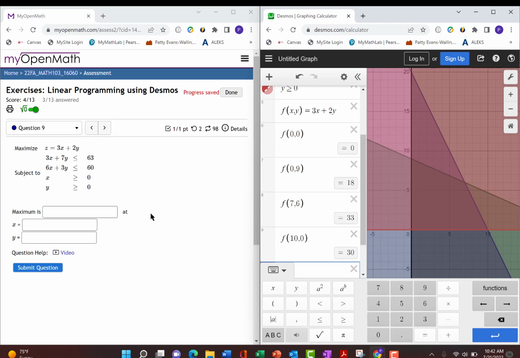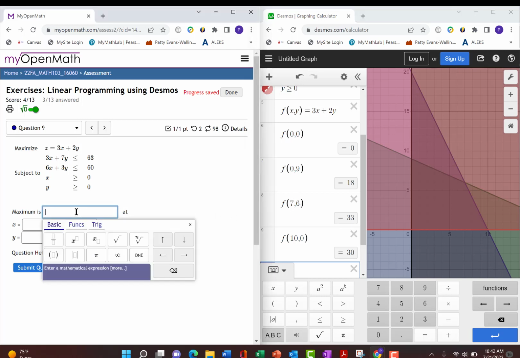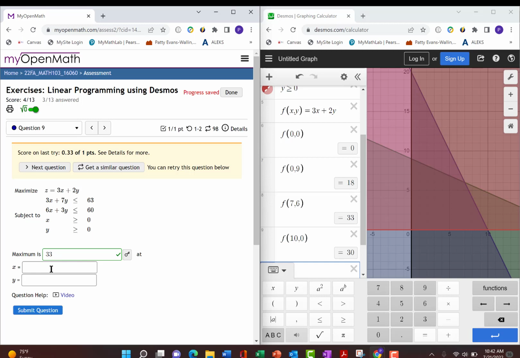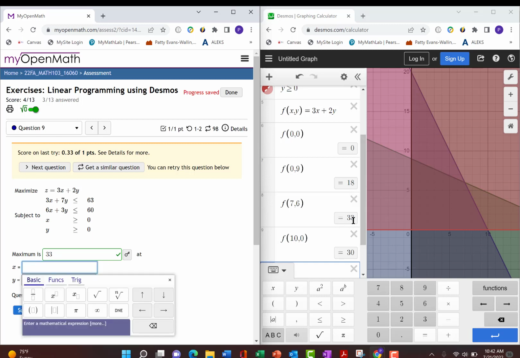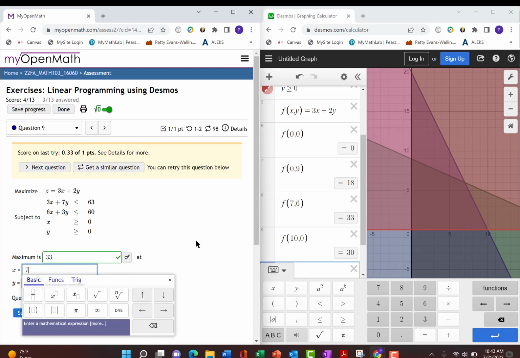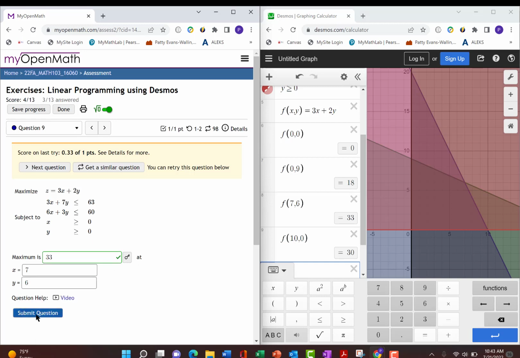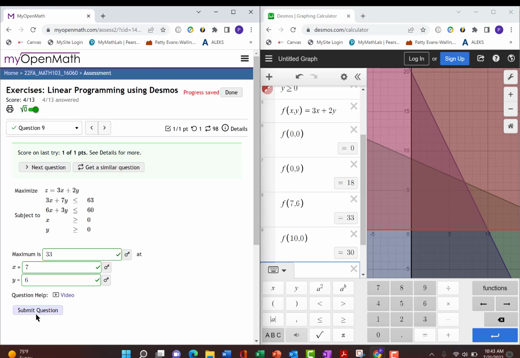So let's go back over to my open math. The maximum we found is the value of the answer, which is 33. The x value is the first, when we look at the 33, it's the 7. And the y value is the 6. And then we hit submit question, and we got it correct.